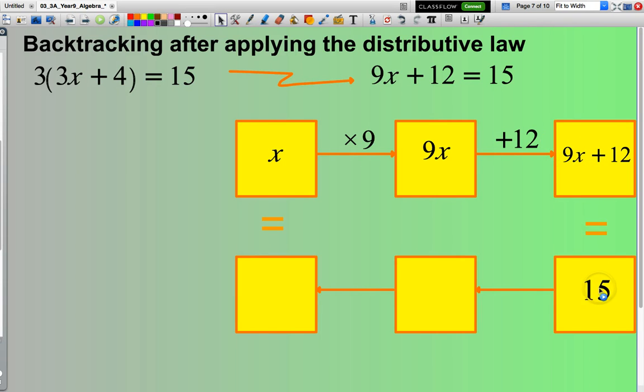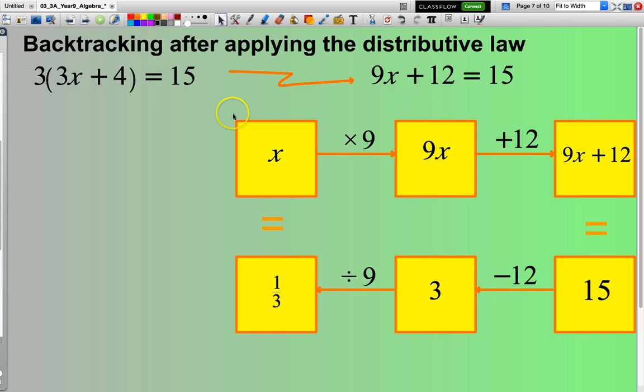So I head back in the reverse direction. So the inverse of plus 12 is take away 12, so 15 take away 12 is 3. Now, the inverse of multiplying by 9 is dividing by 9, and 3 divided by 9 is 1/3. So, we want to verify this. 9 times 1/3 is 3. 3 plus 12 equals 15.